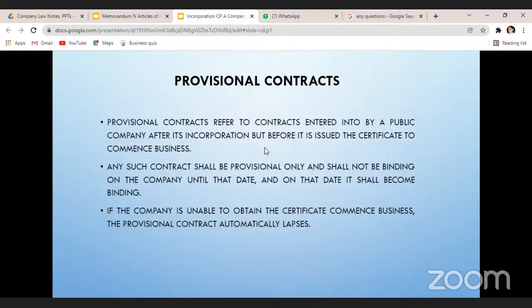So any contract we say as provisional shall not be binding on the company until the date, and on the date it shall become binding.